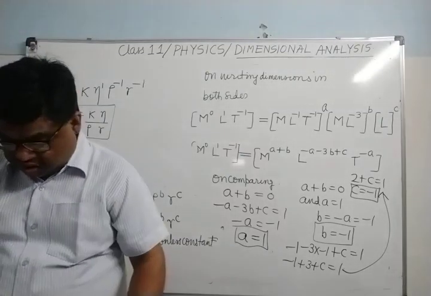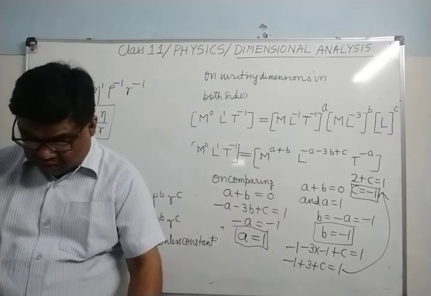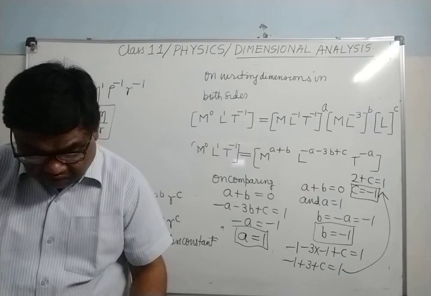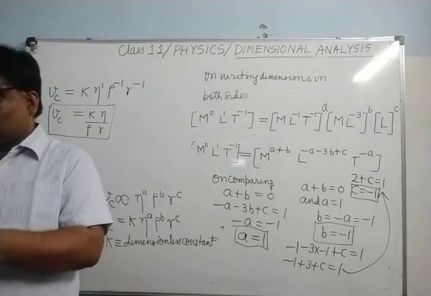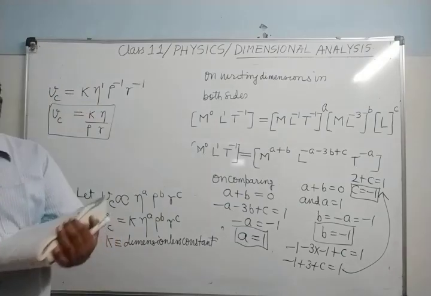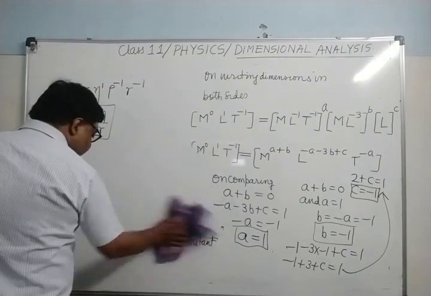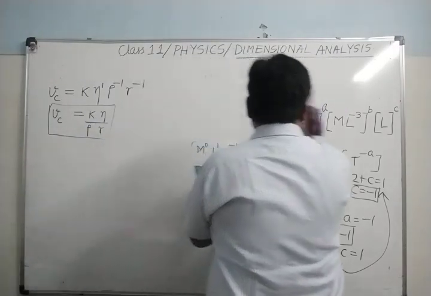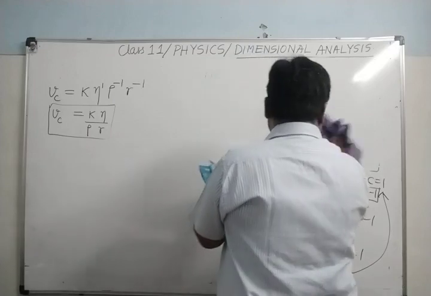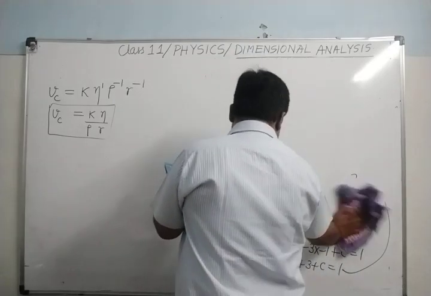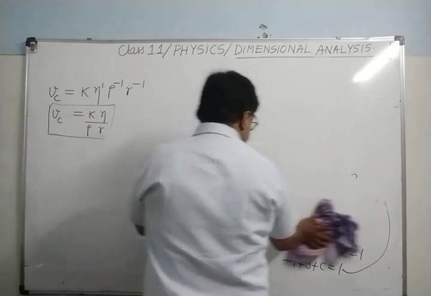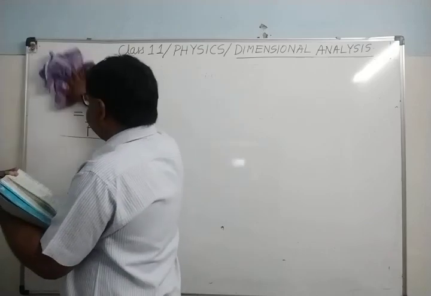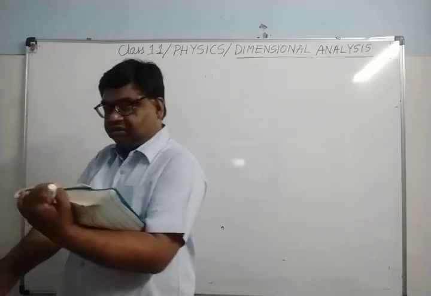Now I will do one more question here. It is given as question number 4, numerical 4 in your book. In the previous lecture, I told you that only like dimension terms can be added, subtracted or equated. We can add, subtract or equate only those terms whose dimensions are the same.